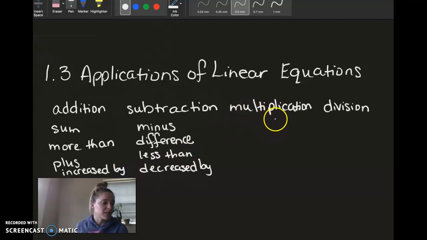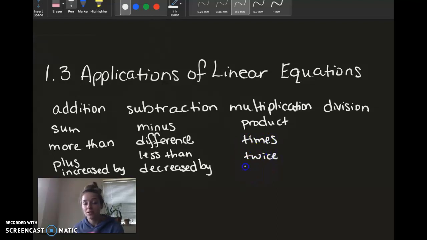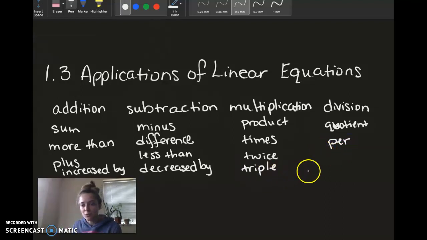Words that go along with multiplication would be things like the product of, or times, or words like twice, or 3 times, or triple. So if you say twice the amount of this, then it means 2 times whatever that amount was. Words that go along with division would be things like the quotient, and words like per. So if you have $10 per 5 games, that's $10 over 5 games. Or the ratio of.